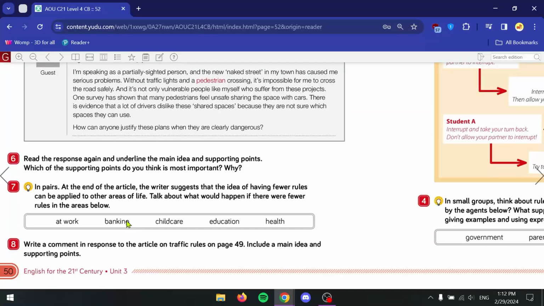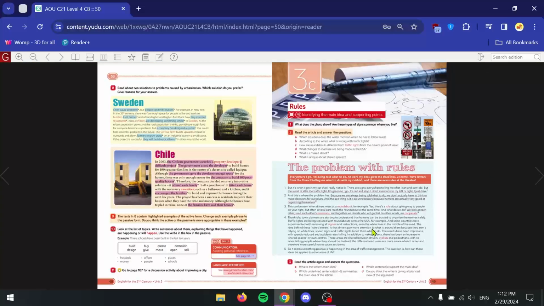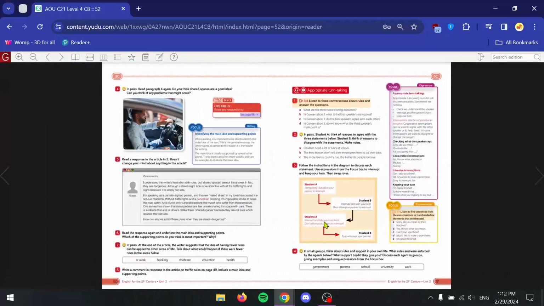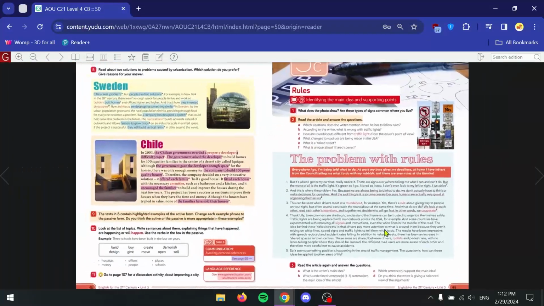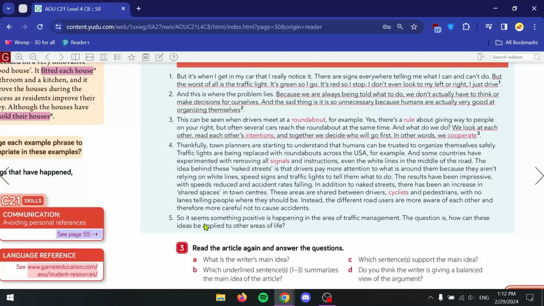Okay. Now, here's what we're going to do for exercise 7, since we don't have pairs. The writer does suggest, if we take a look at the text, that having fewer rules can be applied to other areas of life as well. How would we go about doing that? Here you go. The question is, how can these ideas be applied to other areas of life?